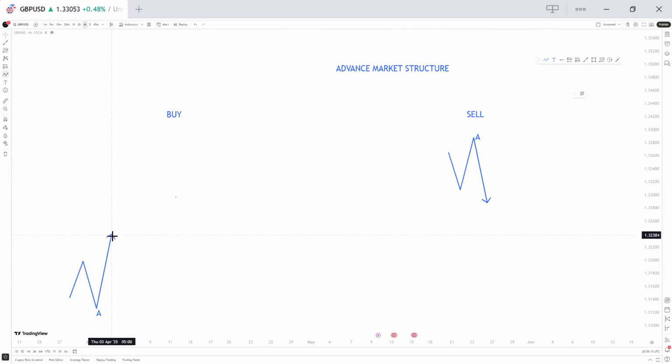So the pullback that is happening around this place, any pullback that is happening, is your B. Understand? Any pullback that is happening is your B. Then this one, where price is going back up, is your C. This pullback will serve as your liquidity that will be taken out. It is your B. Then this place will be your C.